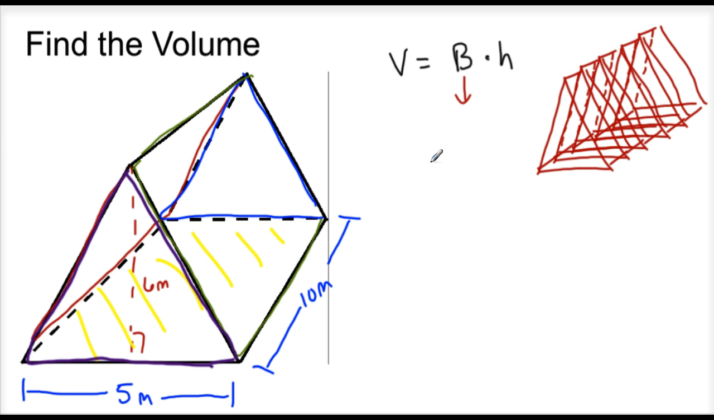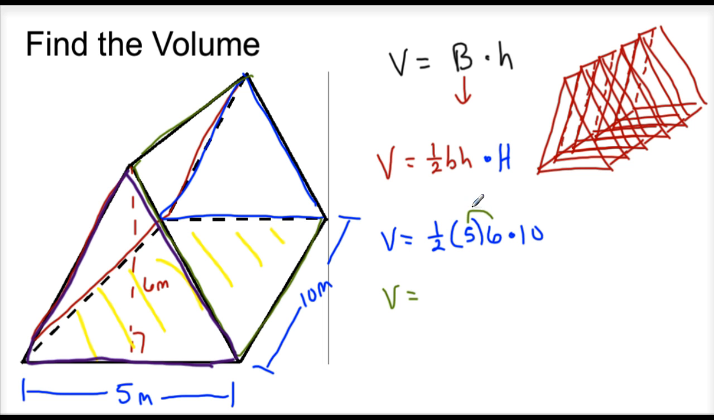So what is the base? What is the area of this triangle here? 1/2 base times height, times the height of the entire thing. So volume equals 1/2. What's the base of this triangle? 5. What's the height of this triangle? 6. What's the total height of this object? 10. If I multiply these all together, volume equals 5 times 6 is 30, 30 times a half is 15, times 10 is 150 meters cubed.